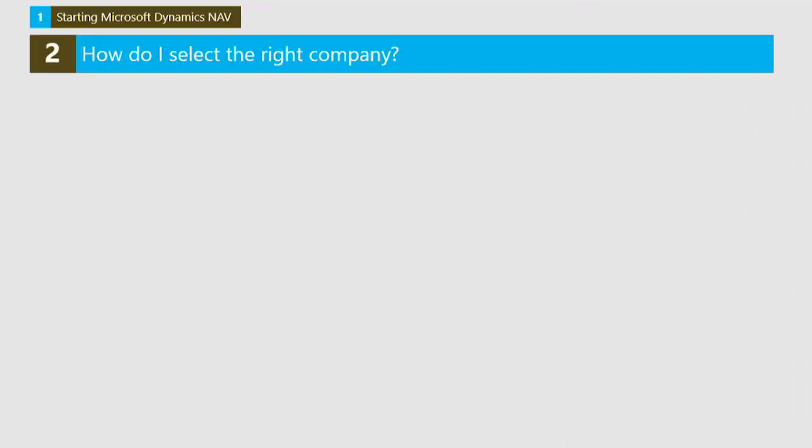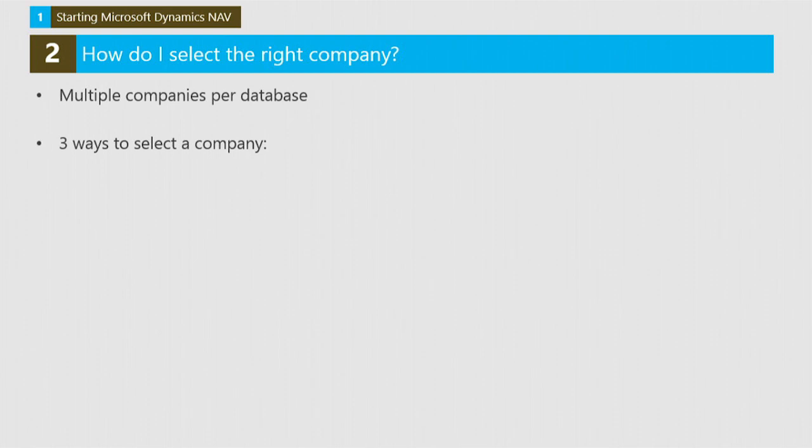Let's now have a look at how we can select the right company to work in. And that's something which is very important. As you also will see, it's very easy to do, but very important. And that's basically because you can set up multiple companies in an NAV database. So like I just said, we can set up multiple companies, and that's again why it's very important to know how we can select the right company to work in.